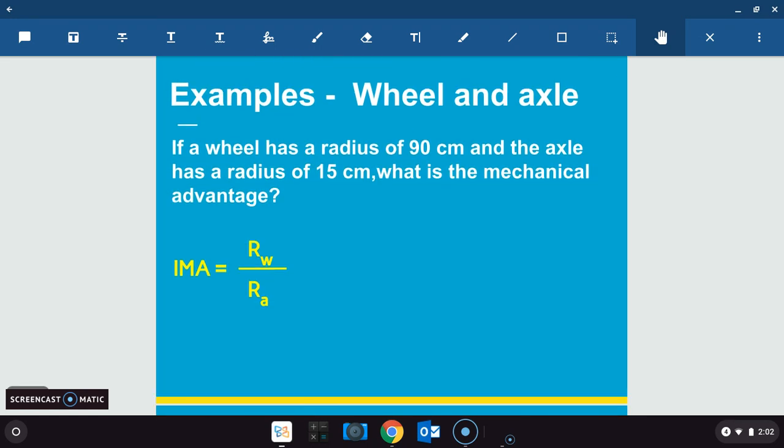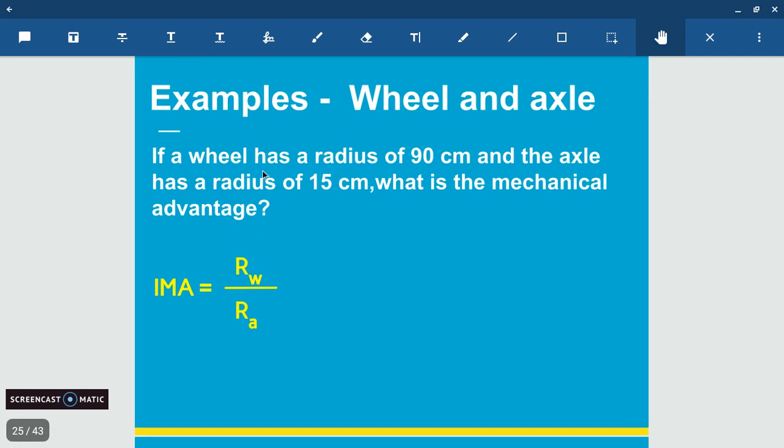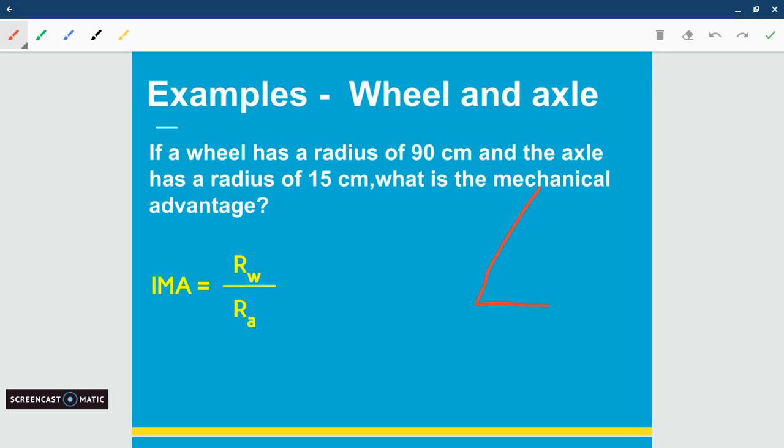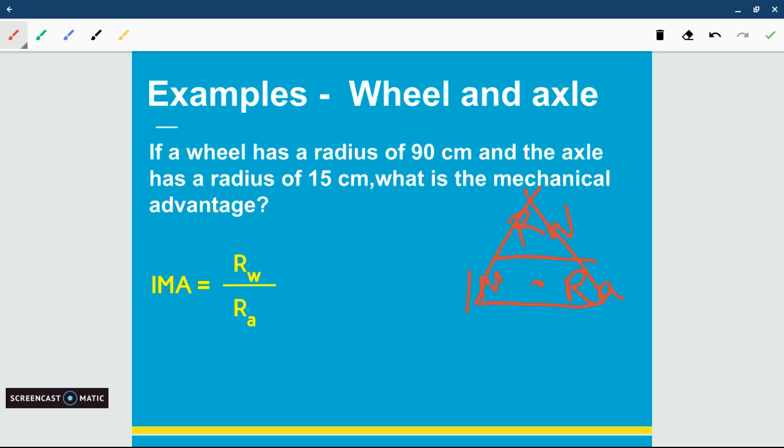So if we look at mechanical advantage, again, this is how I'm abbreviating: RW is radius of the wheel, RA is radius of the axle. And if you like the triangle, on this one, the radius of the wheel would be at the top, and the radius of the axle and the IMA are the other corners on the bottom. This first example is just asking for mechanical advantage, so you don't necessarily need the triangle. We can come back to that for the next example.